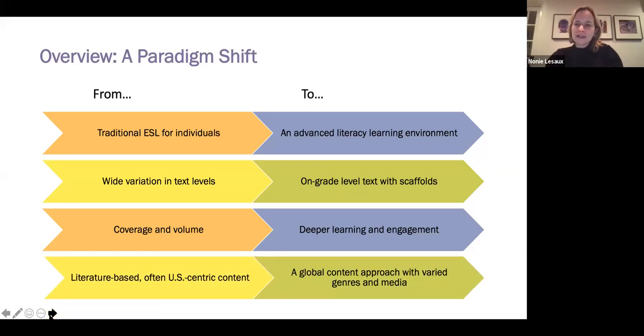And finally, we have for decades had a fairly literature, often US-based centric model in terms of content, and we are moving to a much more global content approach with varied genres and media, and we are ensuring that we are talking about a wide range of genres and media, of formats, digital, manual, of different types of literacy.